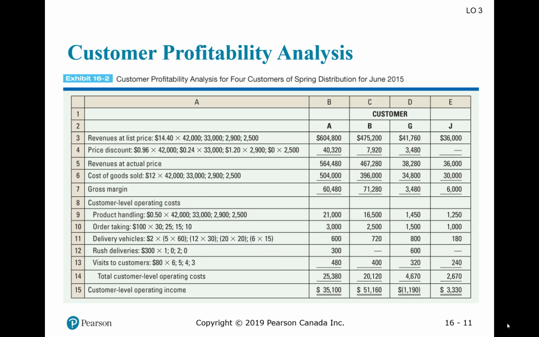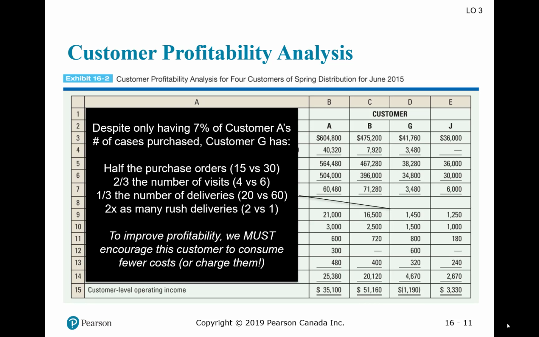Okay, now the reason that this is important is because if we now look, despite only having 7% of customer A's number of cases purchased, customer G has half the number of purchase orders, 2/3 the number of visits, 1/3 the number of deliveries, and again, you would expect those to be much, much smaller. And in fact, they've even got twice as many rush deliveries. Well, 2 versus 1, but still, twice as many.